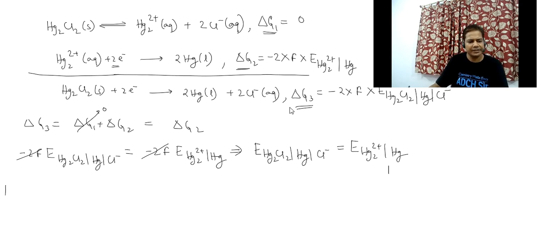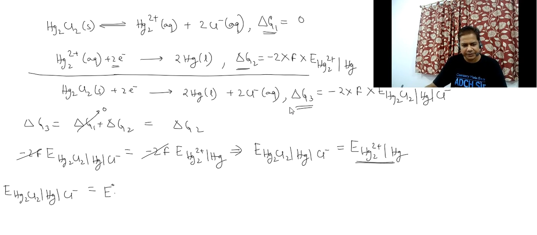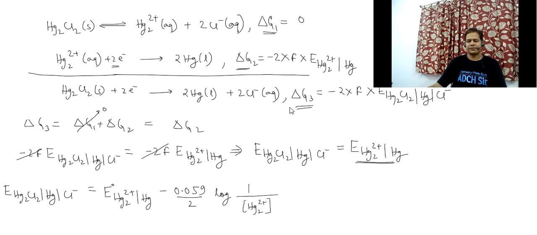So now we'll write E of Hg2Cl2 to Hg and Cl minus is equal to, we'll substitute this by the Nernst equation, we'll get E naught of Hg2 plus to Hg minus 0.059 by n, where the n value is 2, log of 1 upon the concentration of Hg2 plus. Fine. Now we can substitute Hg2 plus by the Ksp expression.